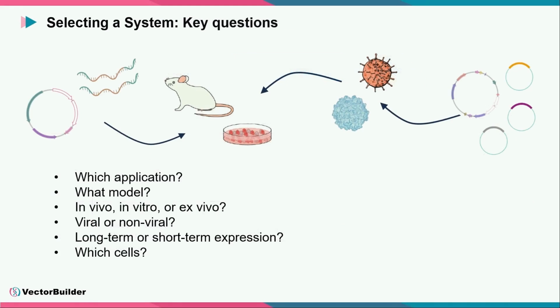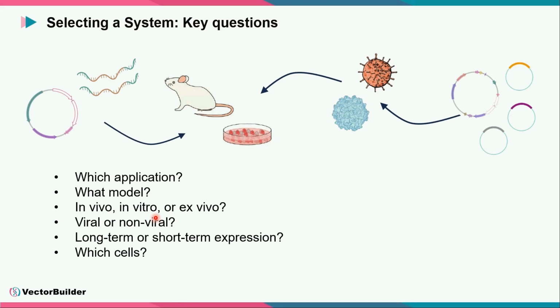And as we're considering which viral or non-viral option we should move forward with, we also have to consider some other key questions, including which application. Are we using overexpression, or are we using knockdown or knockout? Are we using mouse or human or zebrafish or Drosophila or plants? And how are we approaching those cells? All of these questions are going to help lead us to the right starting vector for our gene delivery research.